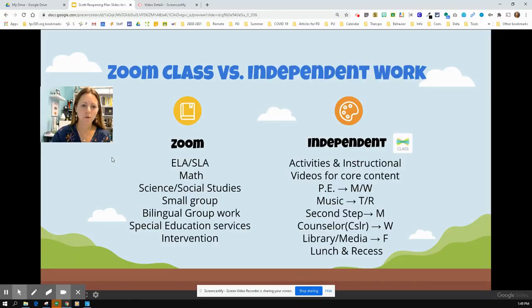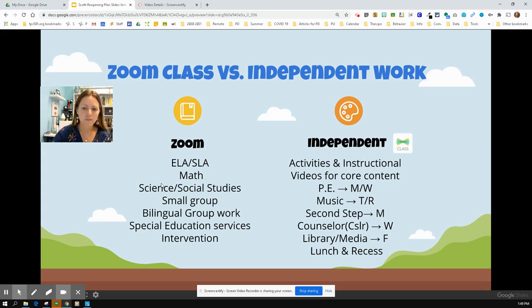Students will do work both on Zoom and independently at home. The content that will have designated times on Zoom are the following: ELA, SLA, Math, Science and Social Studies, Small Group, Bilingual Group Work, Special Education Services, and Intervention.